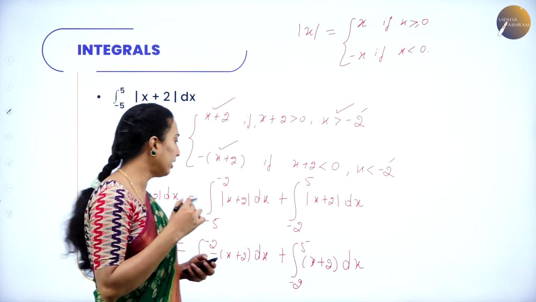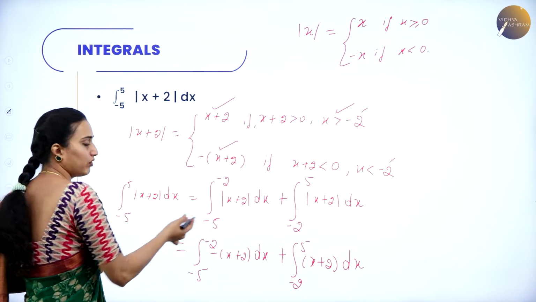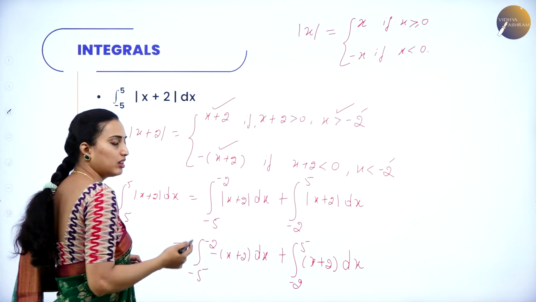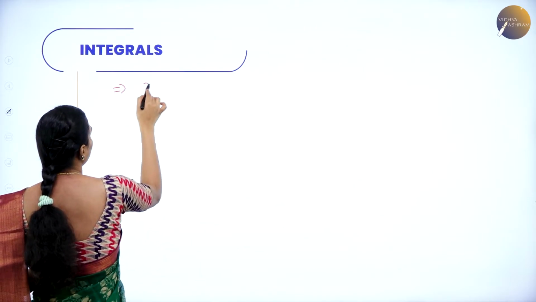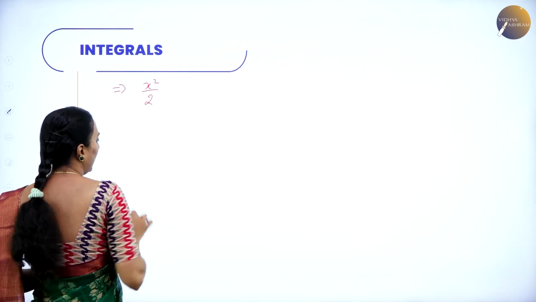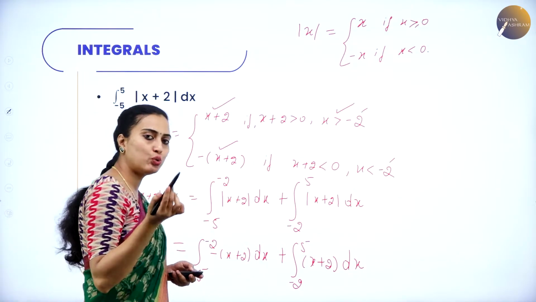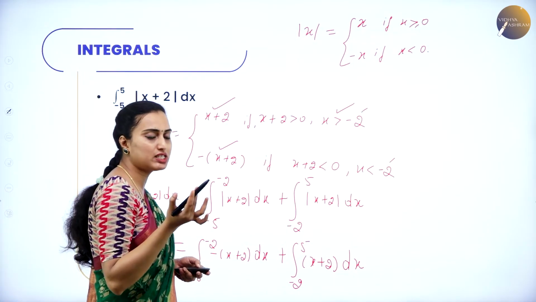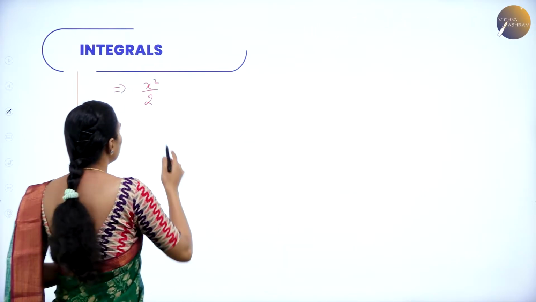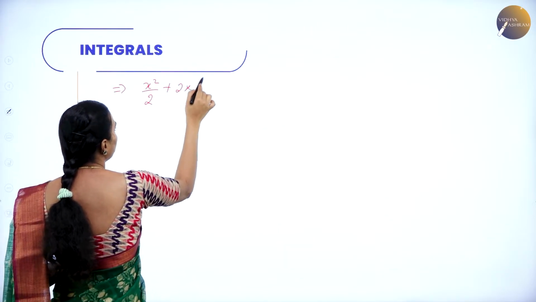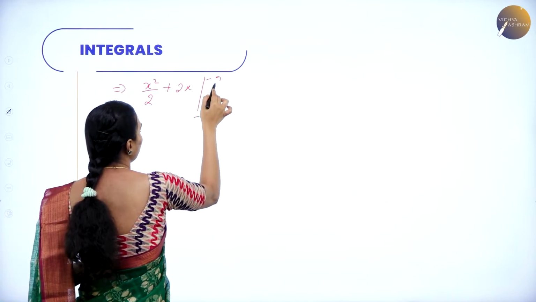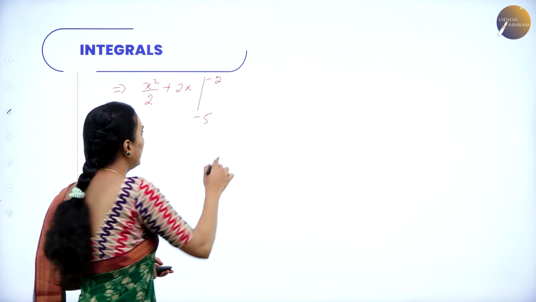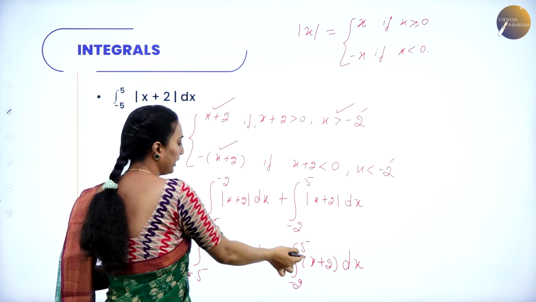Okay. And then you are having integration of this directly. Integration of x is nothing but x squared by 2. So let me integrate: x squared divided by 2, plus the integral of 2 dx. 2 is a constant, 2 into 1 dx integration is 2x. So plus 2x from the limit minus 5 to minus 2, with the minus sign in front. Right?